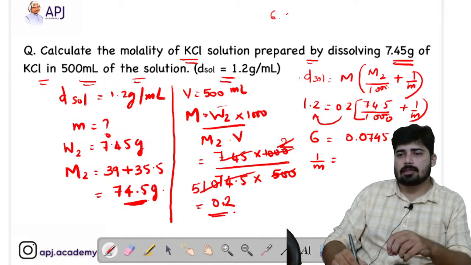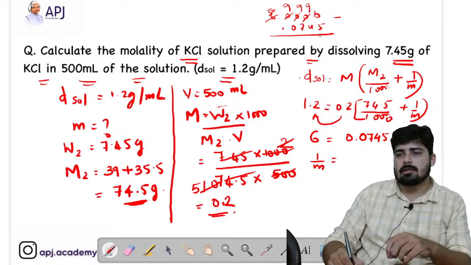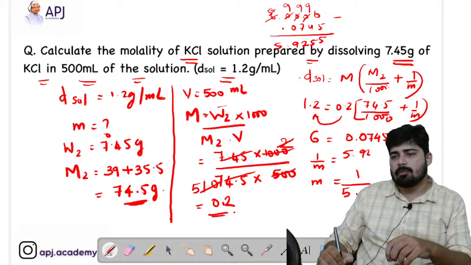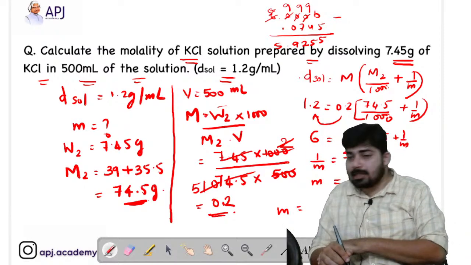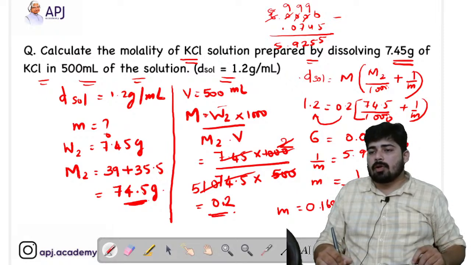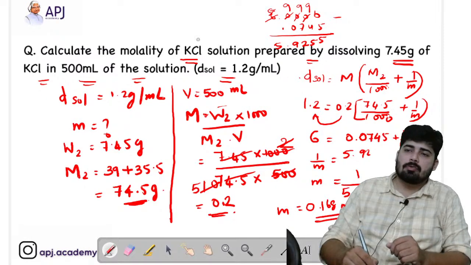What is that? 6.0000 minus 0.0745 is nearly equal to 5.92. So what is molality? It's equal to 1 divided by 5.92. So molality is nearly equal to 0.168 molal. So this is the answer. Very interesting question.